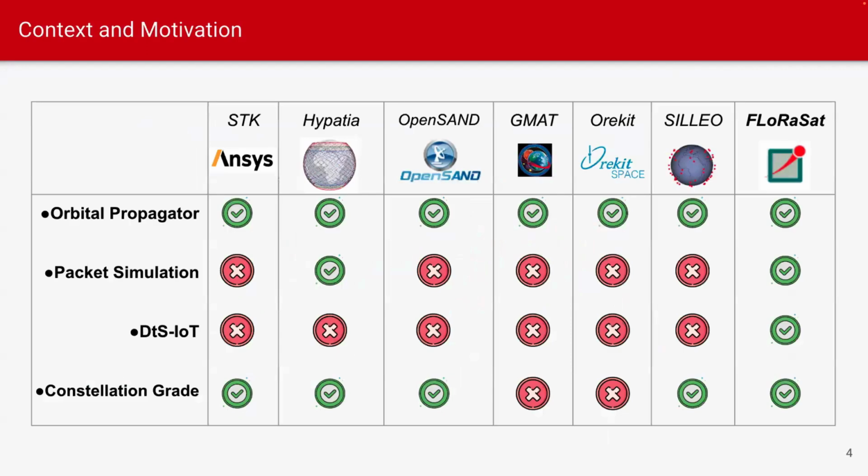Now I will explain the big difference of FloRaSat against similar alternatives that we found in the literature. Here we focus especially on four main aspects. The first one is if they support an orbital propagator, if they support packet simulation, if they are focused on DTS IoT scenarios, and if they support constellation scale. We found several alternatives, and as far as we know, FloRaSat is the only tool capable of satisfying all these aspects that we are considering.